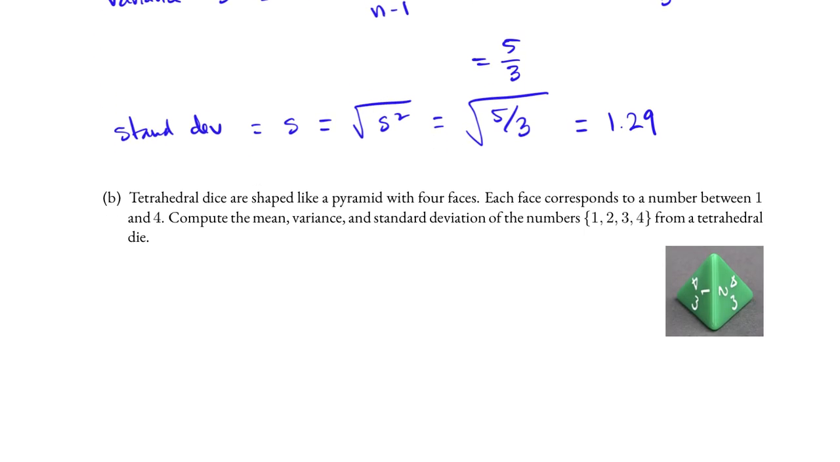Part B. Tetrahedral dice are shaped like a pyramid with 4 faces. Each face corresponds to a number between 1 and 4. Compute the mean, variance, and standard deviation of the numbers 1, 2, 3, 4 from a tetrahedral die. Now, in this case, there are only 4 numbers from this tetrahedral die. And so we treat 1, 2, 3, 4 as a population. Everything, 1, 2, 3, 4, from the 4-face die.